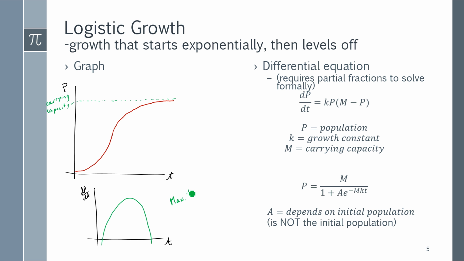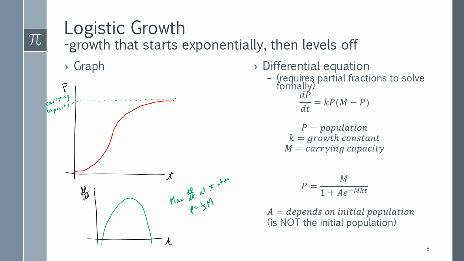the maximum dP/dt, in other words, the maximum rate of change for a logistic growth, is at the time when the population is at half the carrying capacity. So if my carrying capacity is 500, the population is growing fastest when the population is half of that 500, or 250.